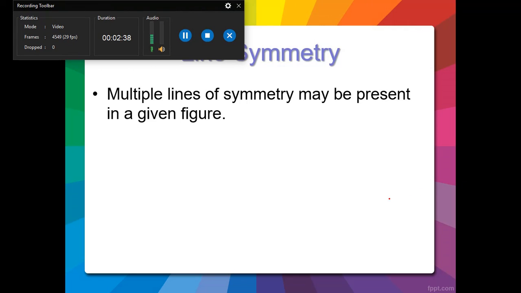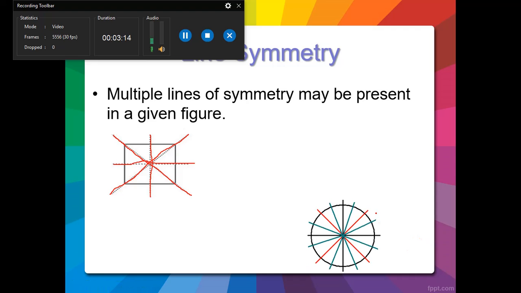And of all of our previous images, we only had 1 line of symmetry present in the object, but it is possible for multiple lines of symmetry to be present. So in this, we'll assume that it's a square, but we're able to draw a vertical line of symmetry and a horizontal line of symmetry, as well as 2 diagonal lines. So if you fold the object along any of these 4 lines, the objects will line up exactly.